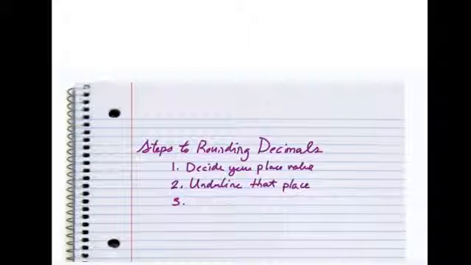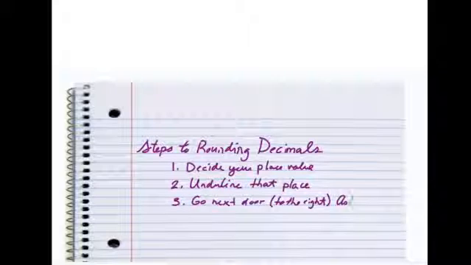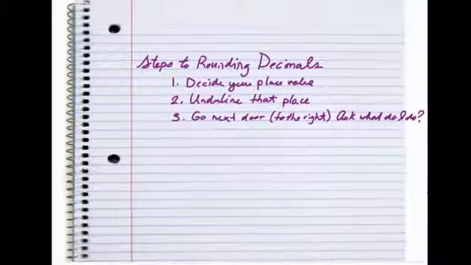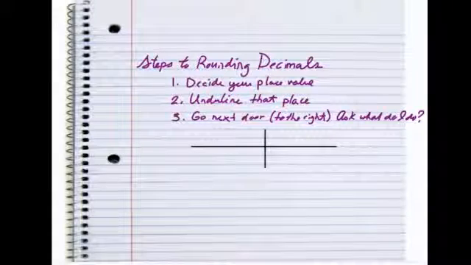The last step is to go next door to the right and ask, what do I do? Right? So it's actually going to be up to the number next to the number you want to round to to decide what your method is going to be. And here's what I mean. Let's give ourselves a little grid here.